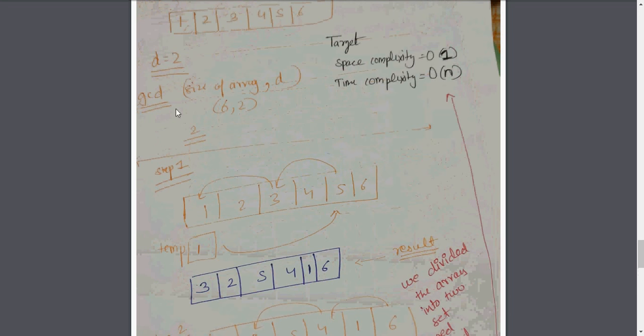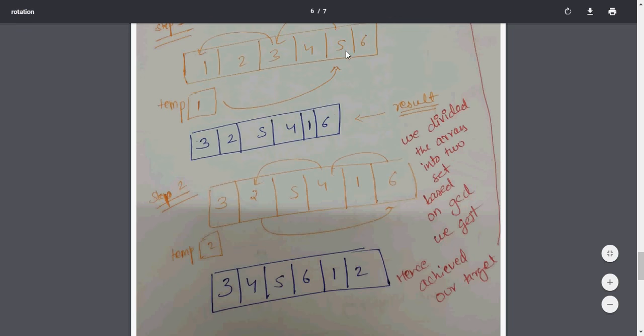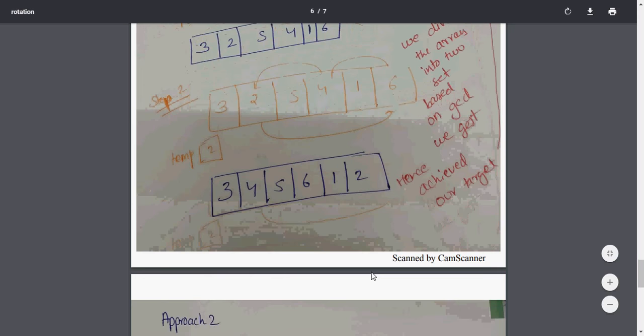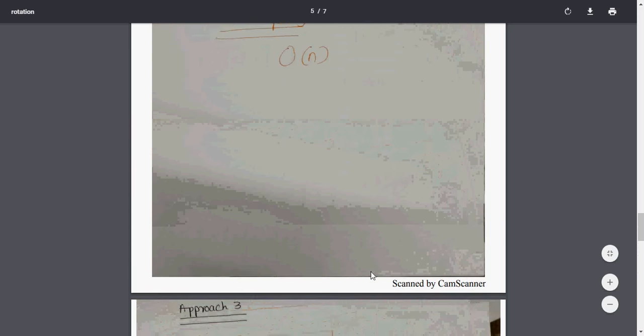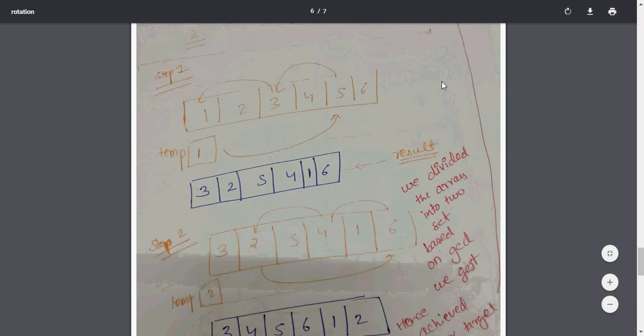Here we want to rotate the array by two elements. So we broke the array into two different sets. We rotated the two sets separately. For example, you can see over here that for 1, 3 and 5 we rotated and got a result like this, and for 2, 4, 6 we rotated like this and got the result like this. In this way we got our optimal solution, that is space complexity of order of 1 and time complexity of order of n.